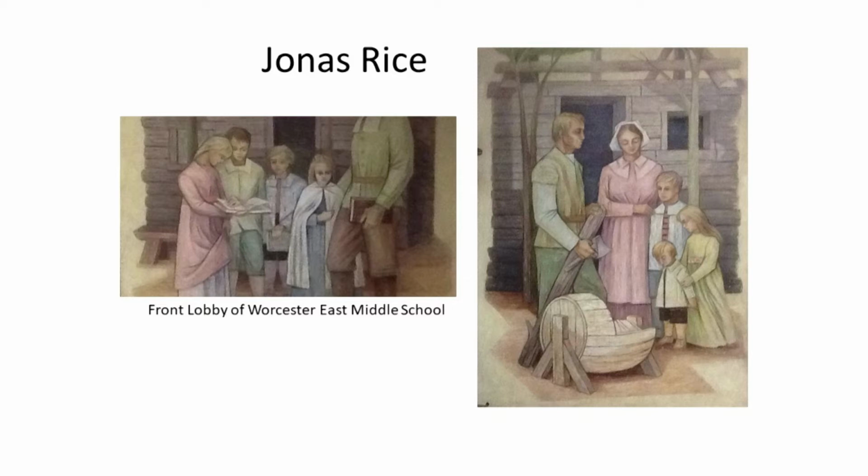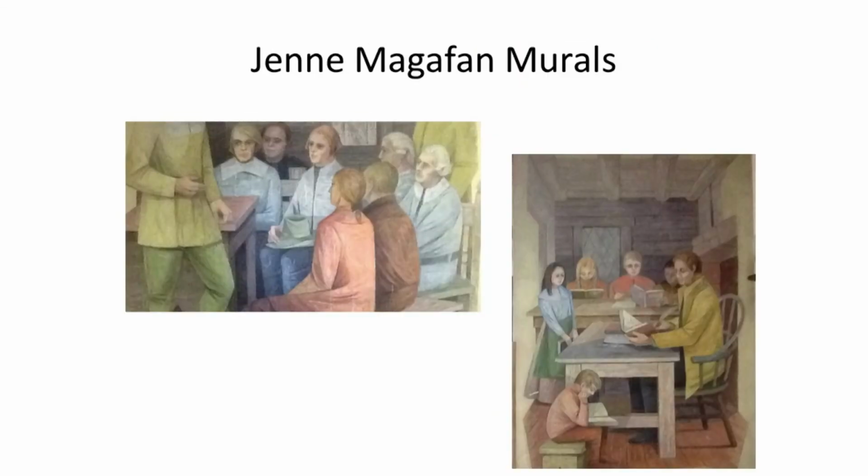And these murals were painted by Jenne Magafan. And she was an identical twin. Both she and her twin were married to other painters, and they were from the Midwest. And they gained commissions from the Works Progress Administration to paint murals in public spaces like libraries and courthouses and schools. And so I always assumed that these murals were commissioned by the Works Progress, or the WPA.